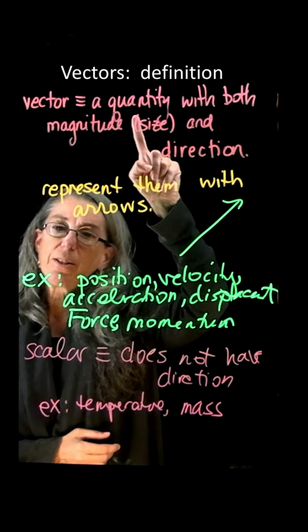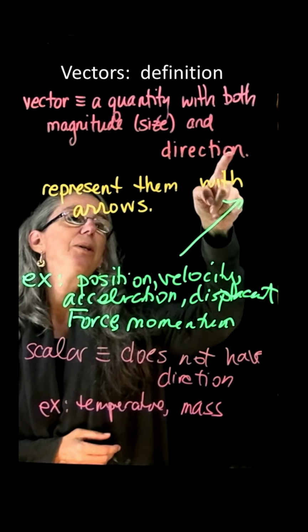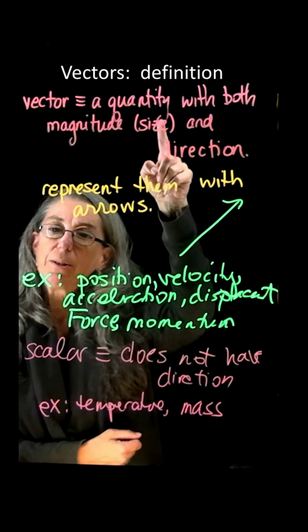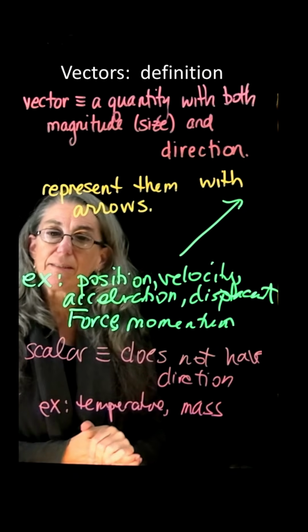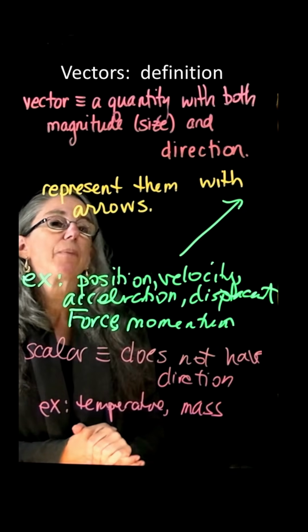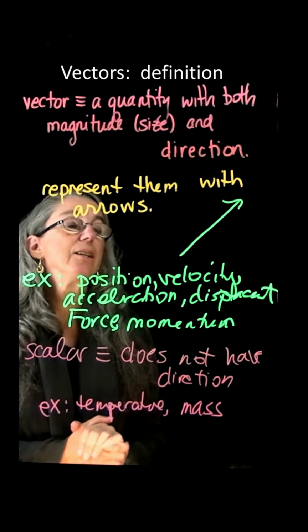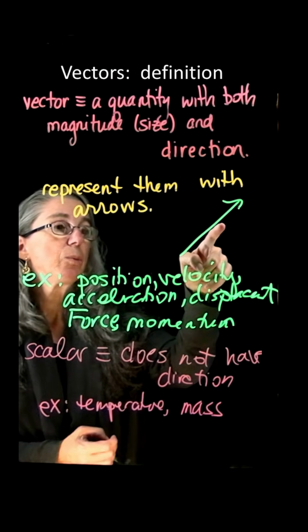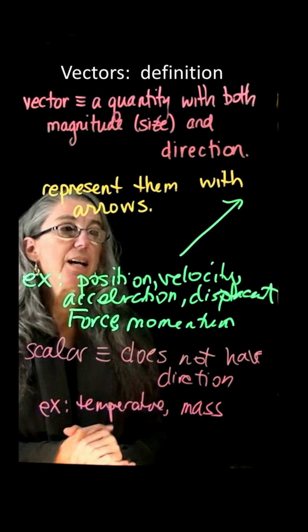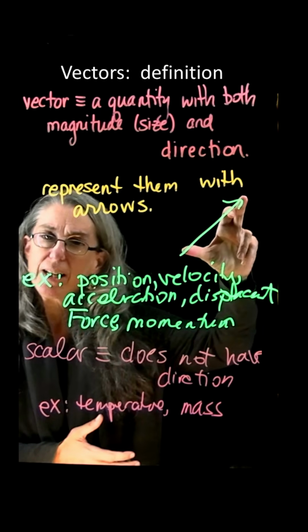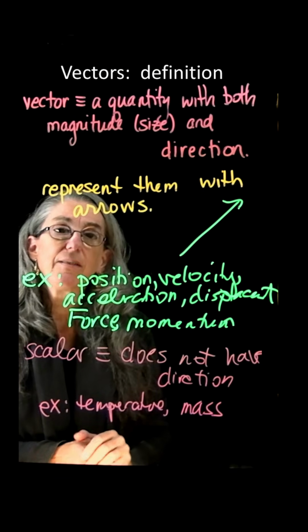Vectors. A vector is a quantity with both magnitude and direction. Magnitude is another way to say the size of something. So quantities that are vectors will have both a size and a direction. In diagrams, we represent them with an arrow. It's a very natural choice where the length of the arrow represents the size of the vector.